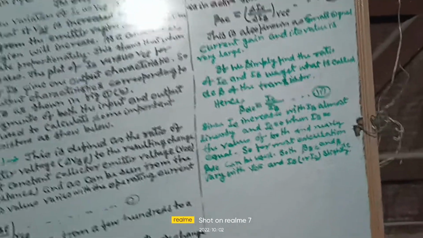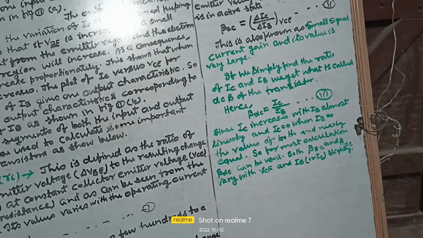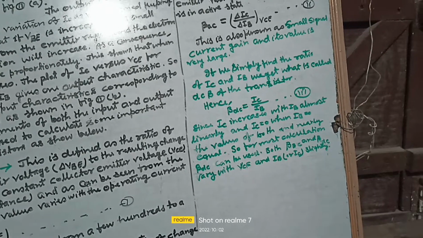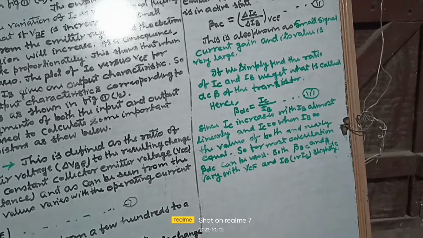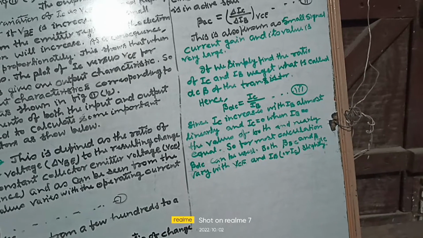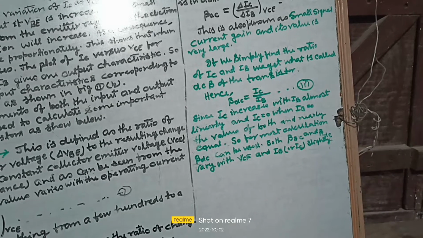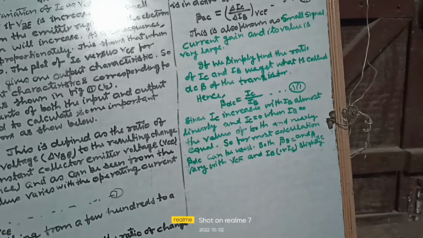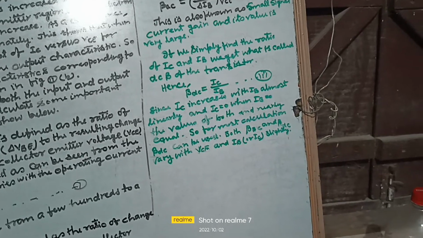If we simply find the ratio of IC and IB, we get what is called the DC beta of the transistor. Hence, beta DC equals IC by IB. Hence, IC increases with IB almost linearly and IC equals 0 when IB equals 0. The values of both are nearly equal. So, for most calculations, beta DC can be used. Both beta AC and beta DC vary with VCE and IB or IC slightly.